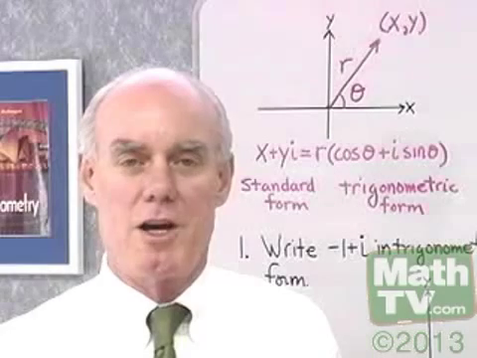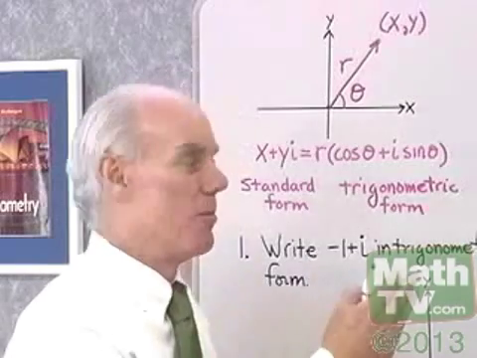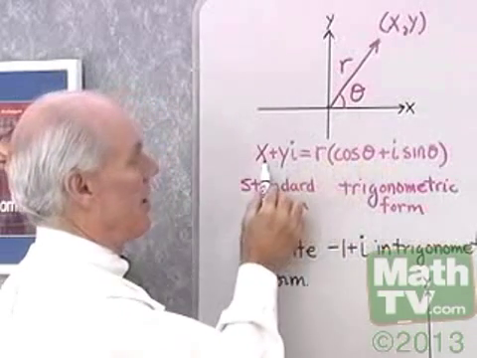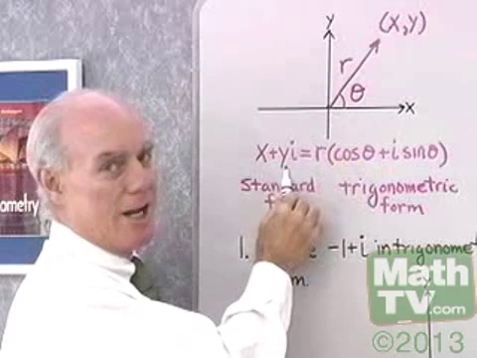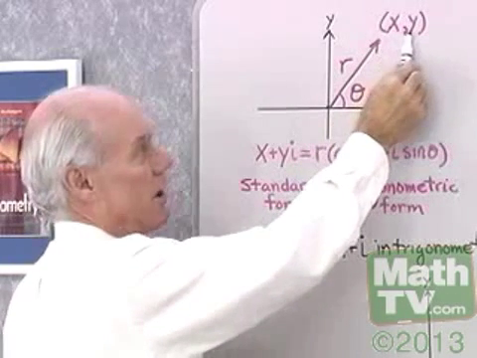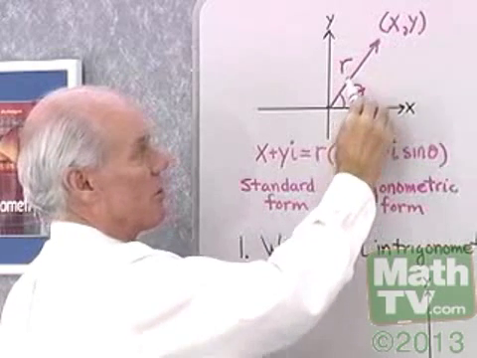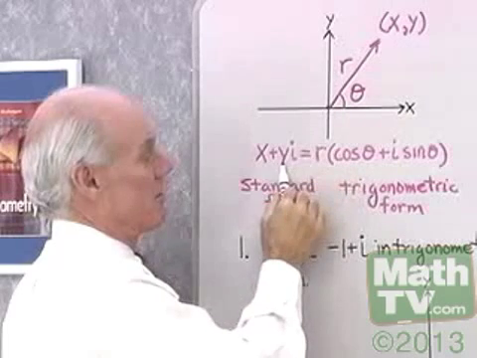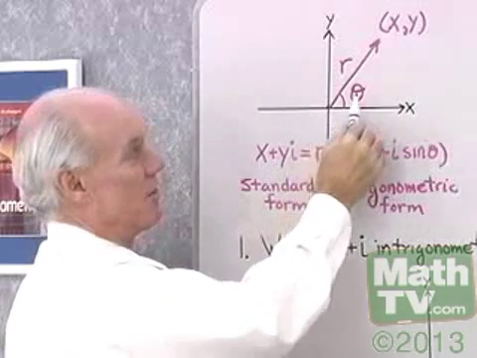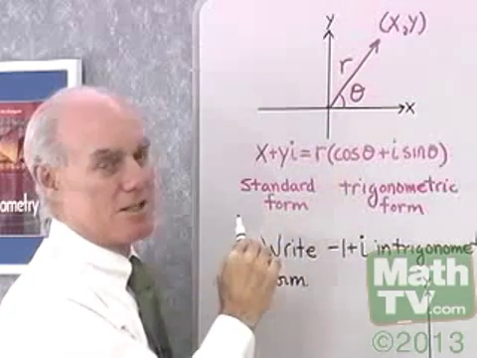Next, we want to look at complex numbers written in trigonometric form. You can see over here on the board, I've written that the complex number x plus yi, its graph will be the vector that goes from the origin out to the point (x, y). If that's true, then we can let r be the distance from the origin out to that point. That's the absolute value or modulus of that complex number. And then theta is the angle that the vector makes with the positive x-axis.